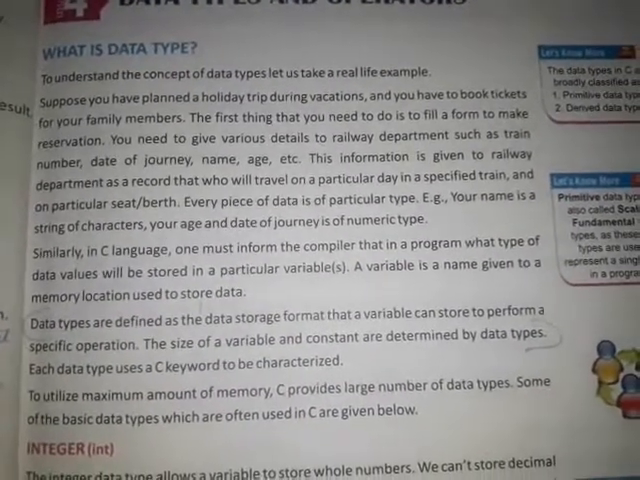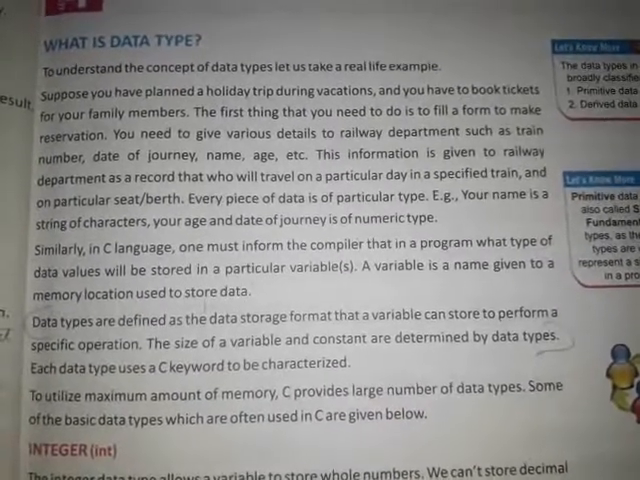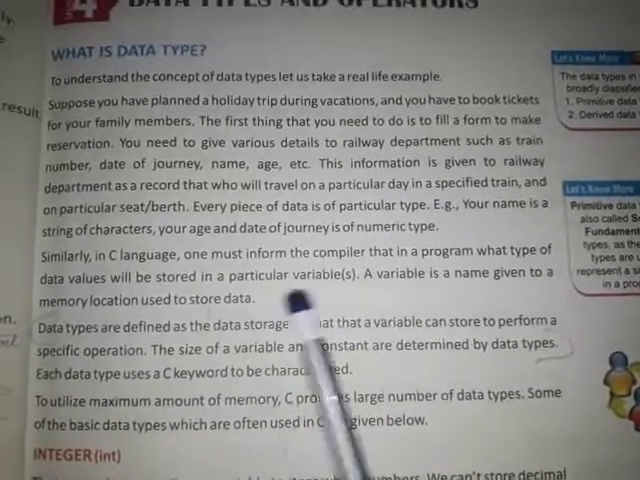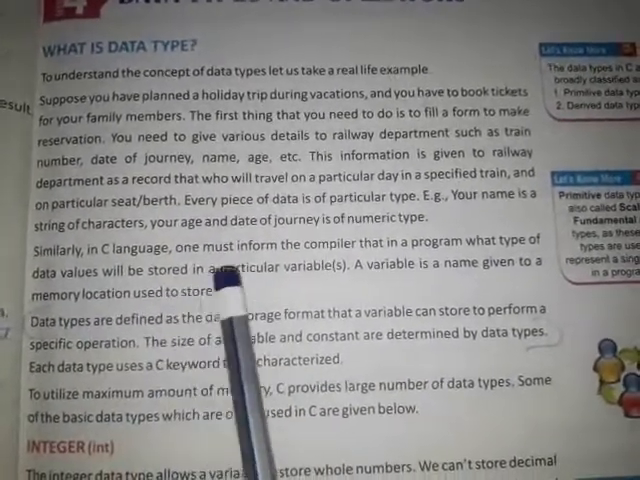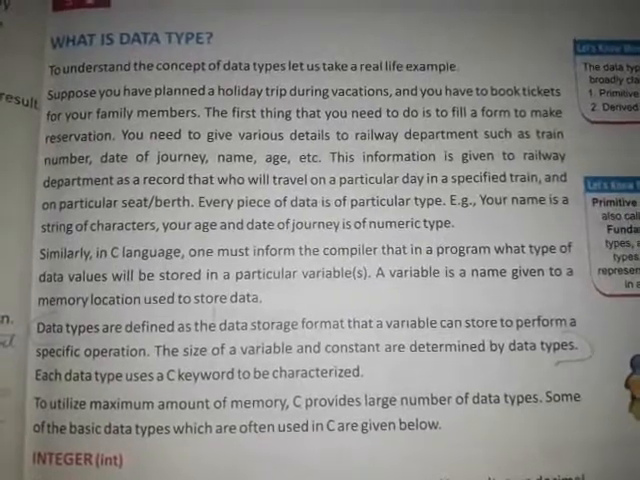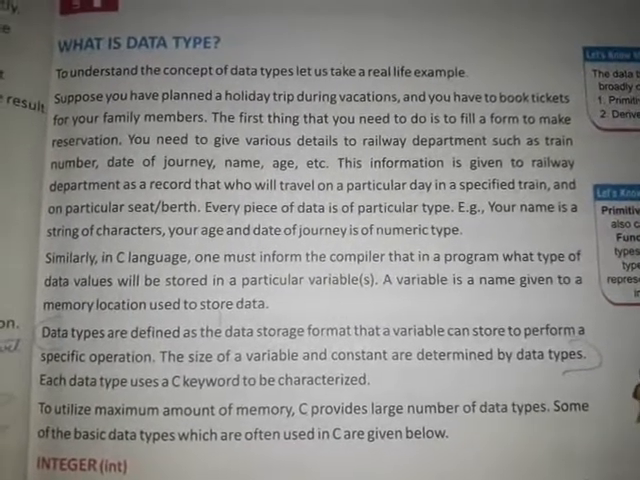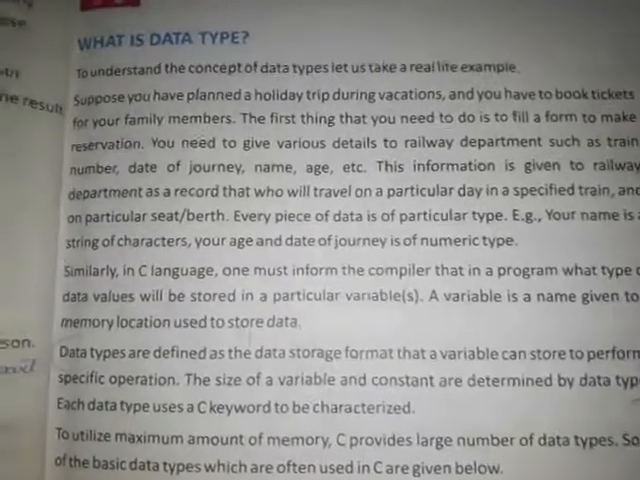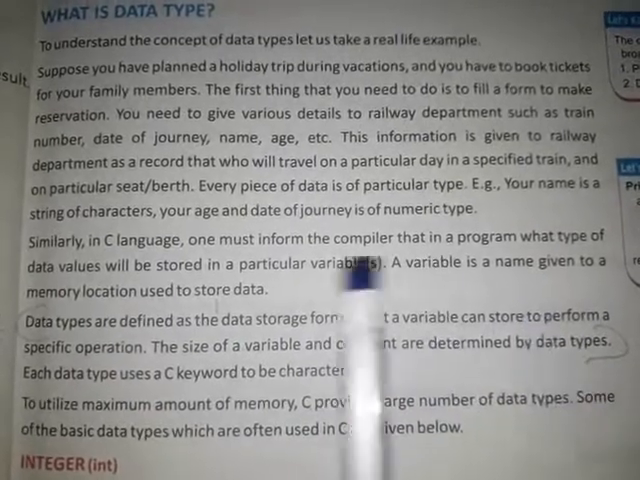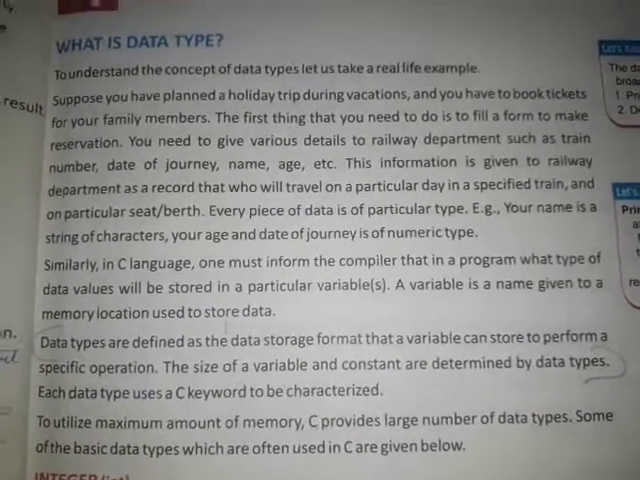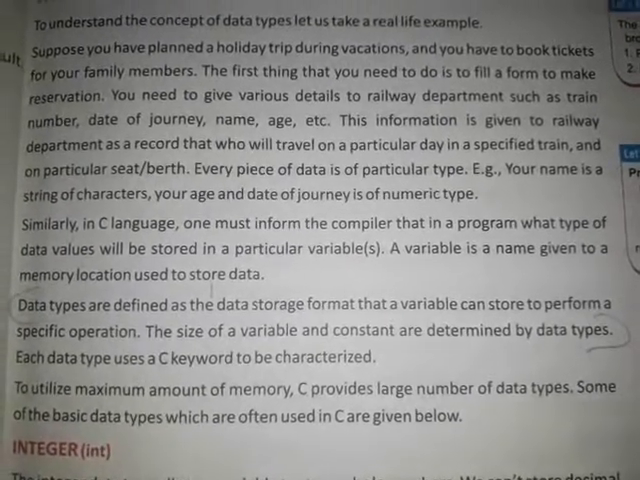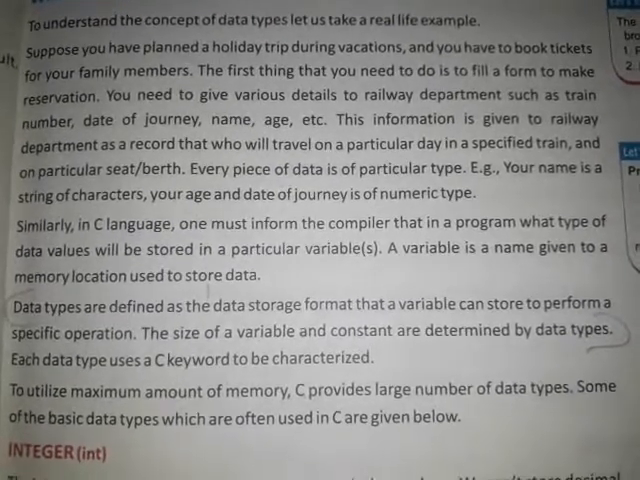So, if you handle this with a programming language, the C programming language has different data types which hold different types of values. A variable is a name given to a memory location used to store data. So that particular variable is actually a memory location which is going to be used to store your data. Data types are defined as the data storage format that a variable can store to perform a specific operation. Data types are nothing but the format of different types of data. They are the storage format of storing different types of data.